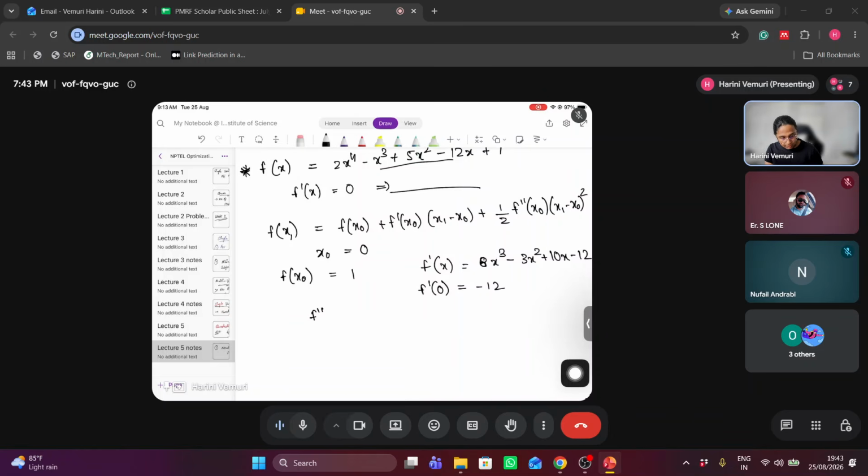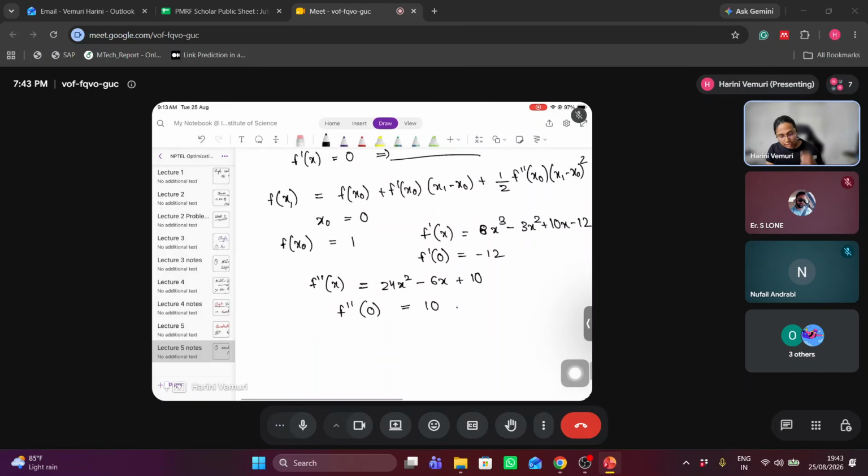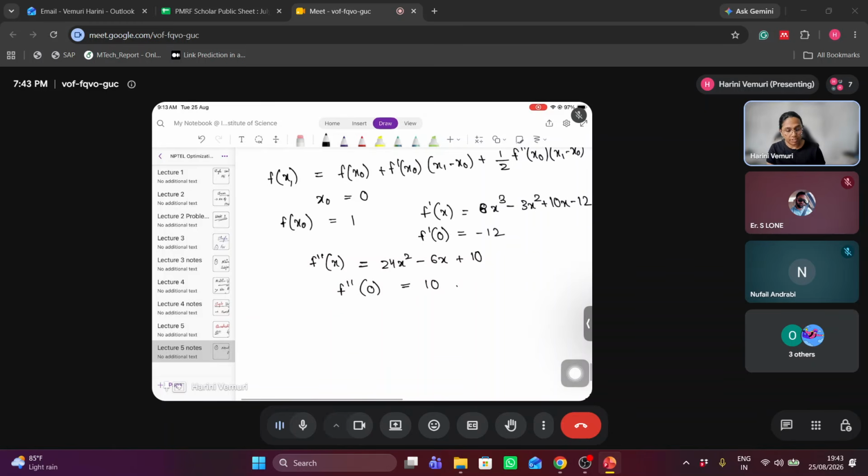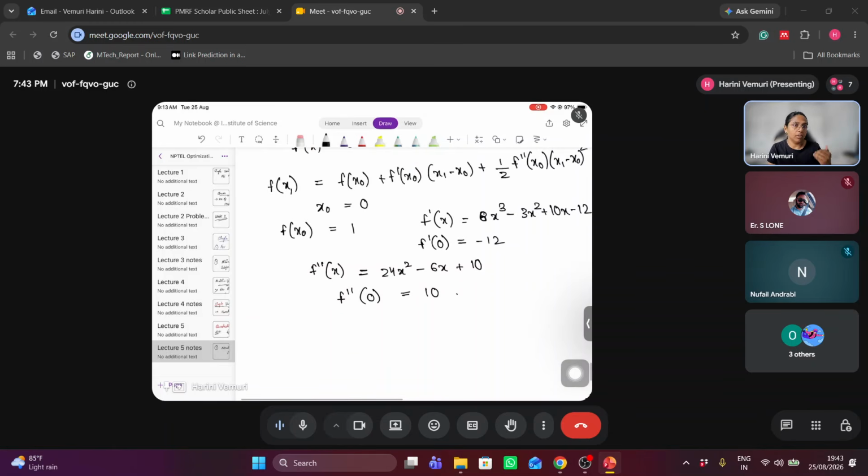And next we need to also find f double dash of x, that is 24x square minus 6x plus 10, and f double dash of 0 is 10. So if you see, sir has done the computation very quickly and he got the next equation. So I just want to show you how he got the first iteration equation.